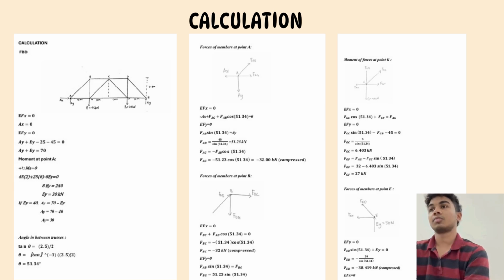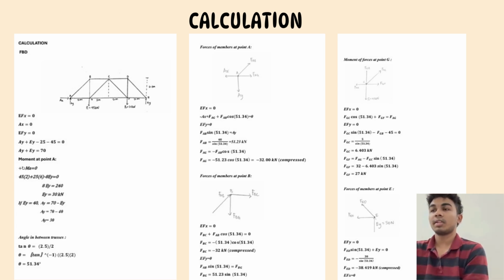So Ax is equal to 0 because there's only one x-axis force acting there. And then Ey is equal to 0, and then Ay plus Ey is equal to 70. So I calculated the moment at point A, where we assume that clockwise is equal to positive. So Ey I get 40, there's an error there, a typing error. Then if Ey equals 40, Ay is equal to 30.